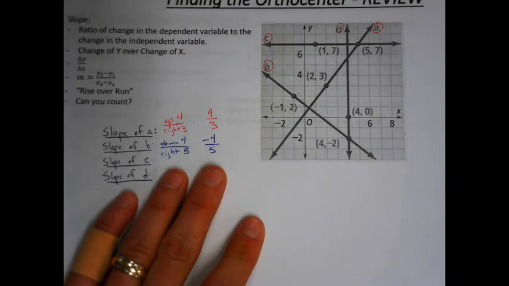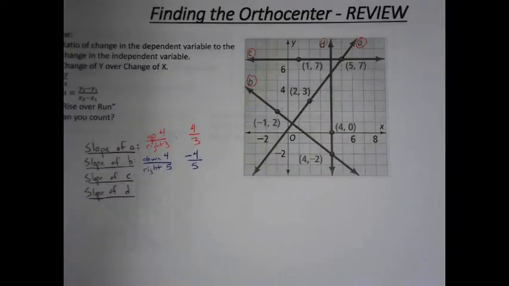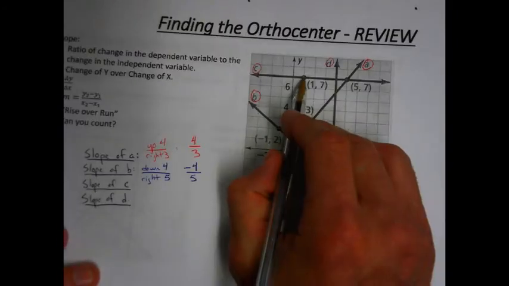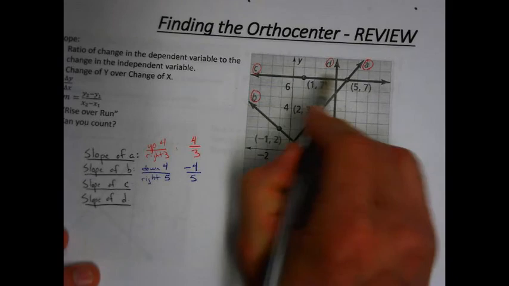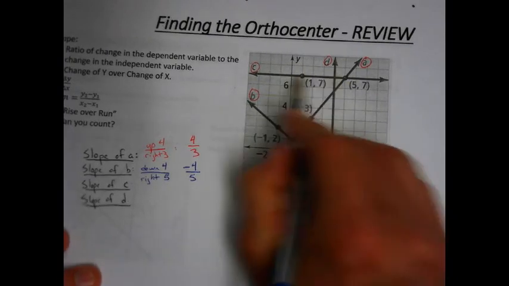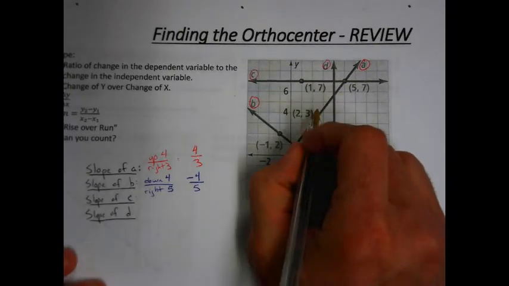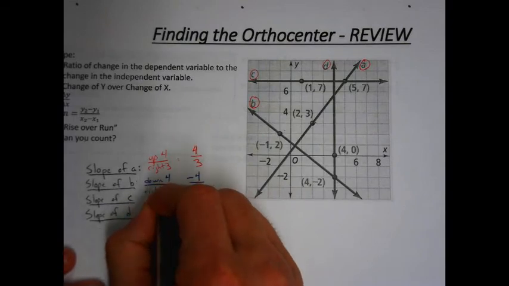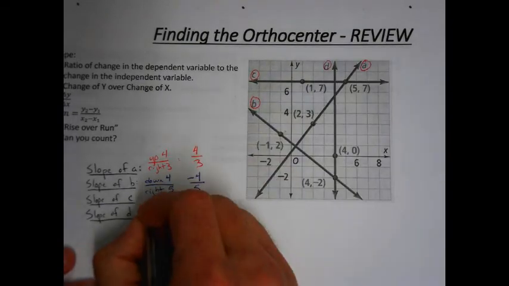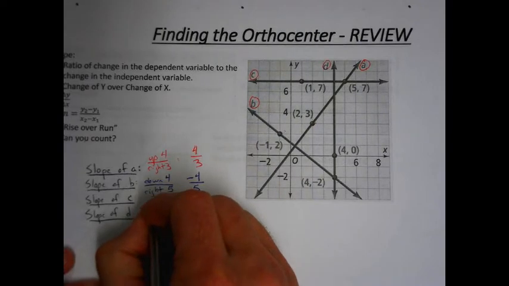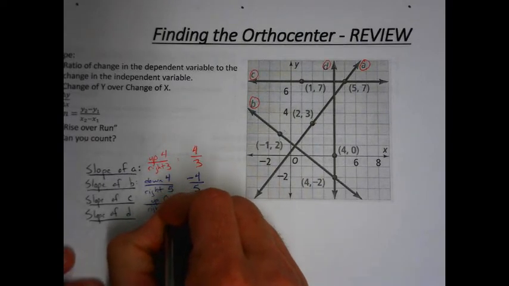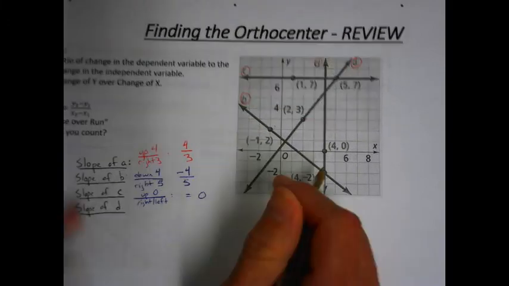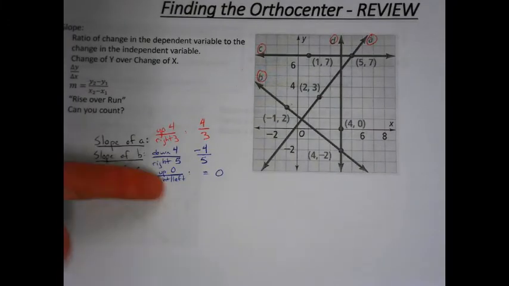Review. Slope of C, here's what's interesting. If you look at slope C, rise over run, if I'm going from point to point in line C, am I going up or down at all? No, I'm not going up or down at all. I'm going nowhere, right? So I'm going up 0, and then right or left is irrelevant. Right, left, it doesn't matter, because 0 divided by anything is 0. Once you have 0 in the numerator, 0 over anything is 0.